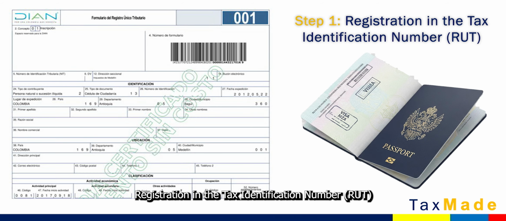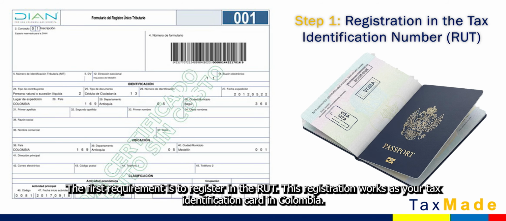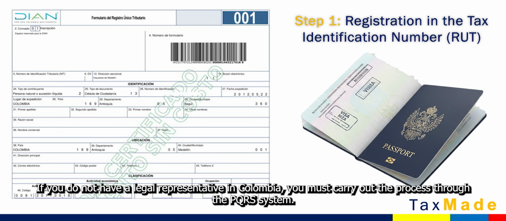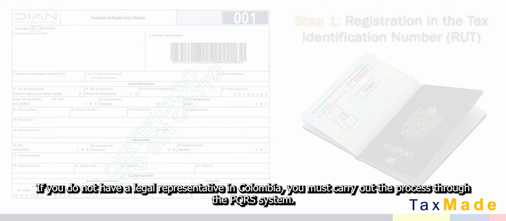Registration in the tax identification number, RUT. The first requirement is to register in the RUT. This registration works as your tax identification card in Colombia. You can complete it online on the DIAN website using your passport or foreign identification document. If you do not have a legal representative in Colombia, you must carry out the process through the PQRS system.